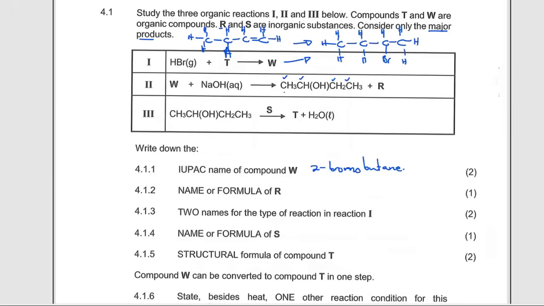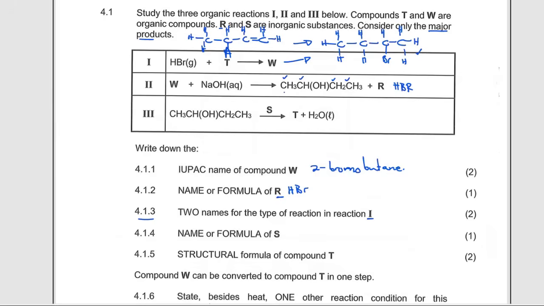The name or formula of what? Of R. So we're looking at the name or the formula of R there, right? So it's 4.1.2. So take note, we're starting with this one there. Then look, there is no HBr, so it's going to be our HBr there. So I'm going to say HBr like that, right?